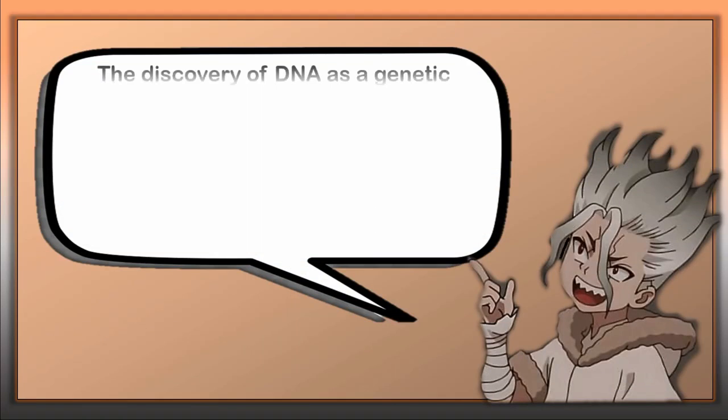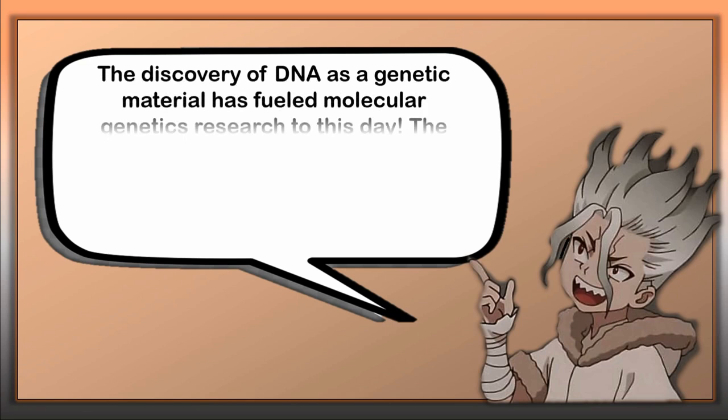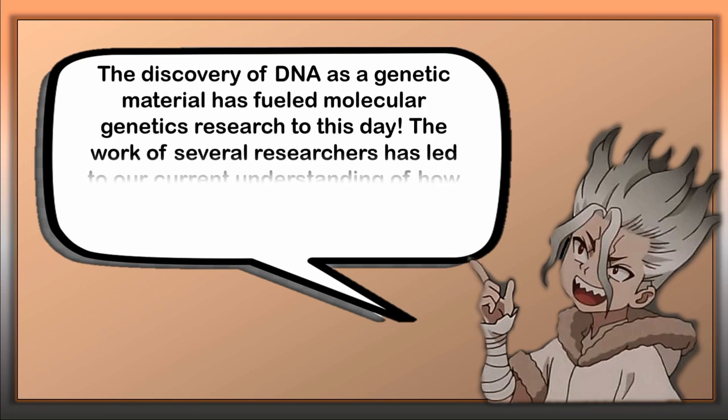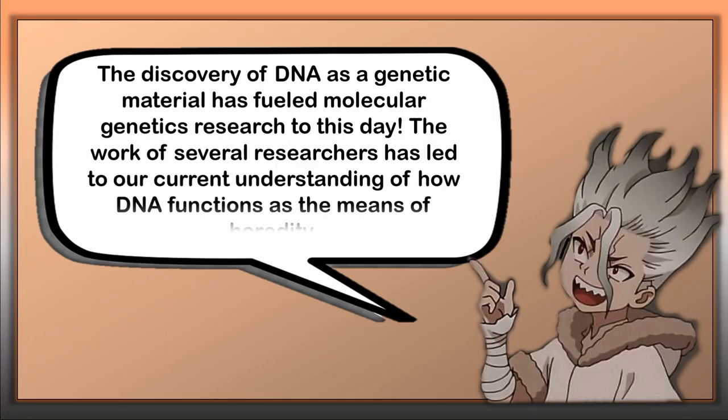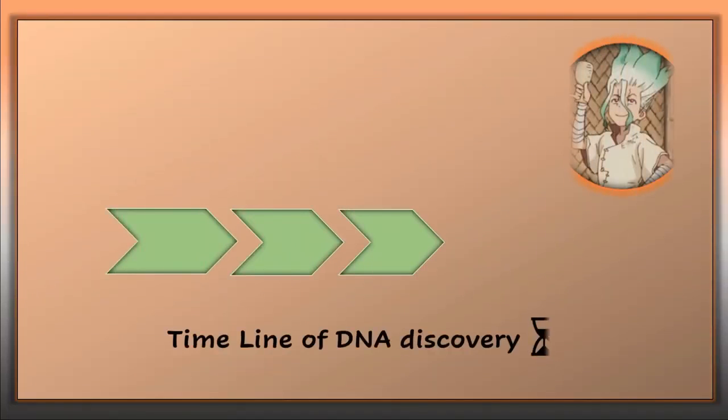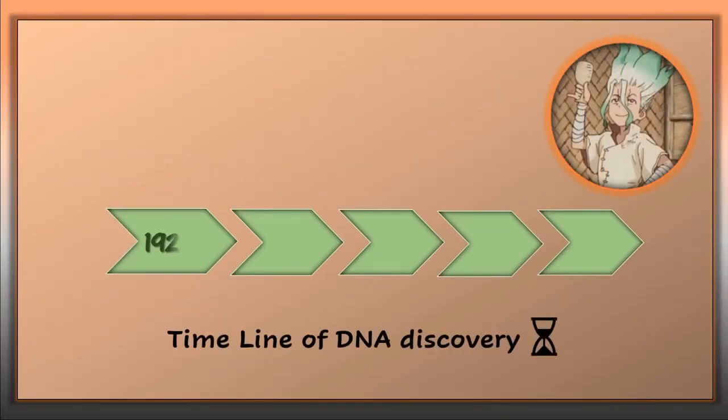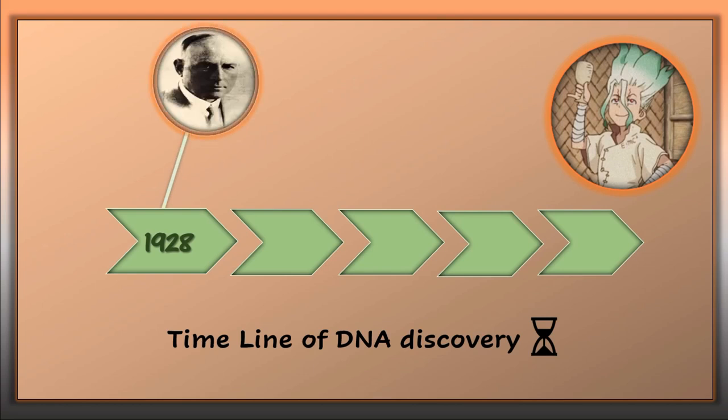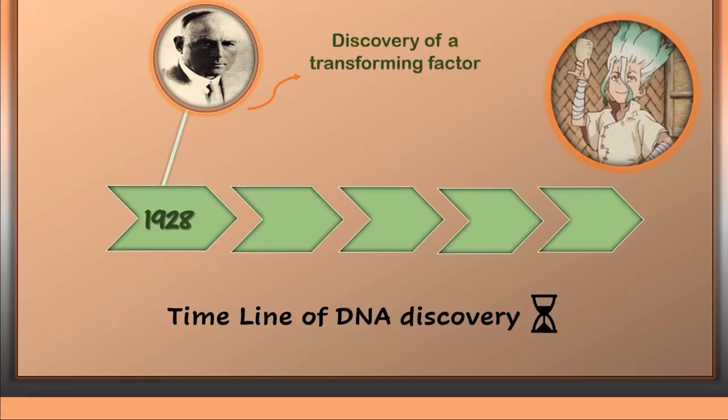The discovery of DNA as genetic material has fueled molecular genetics research to this day. The work of several researchers has led to our current understanding of how DNA functions as the means of heredity. The researchers used varying types of evidence to build our knowledge of the function of DNA, and here's the timeline of DNA discovery, which started in 1928 with Frederick Griffith, who discovered the transforming factor.